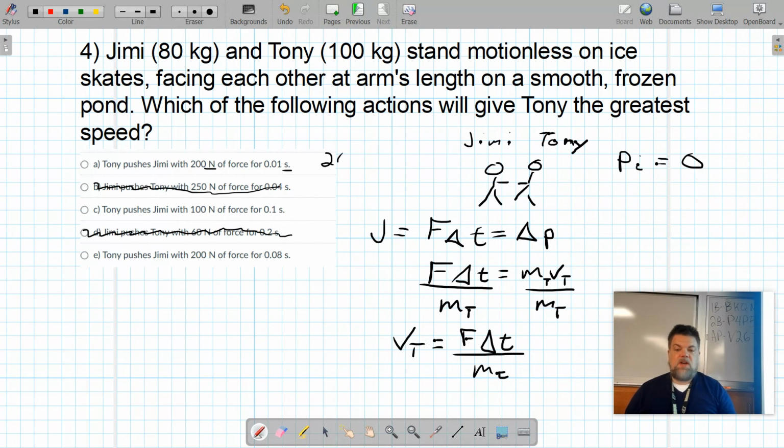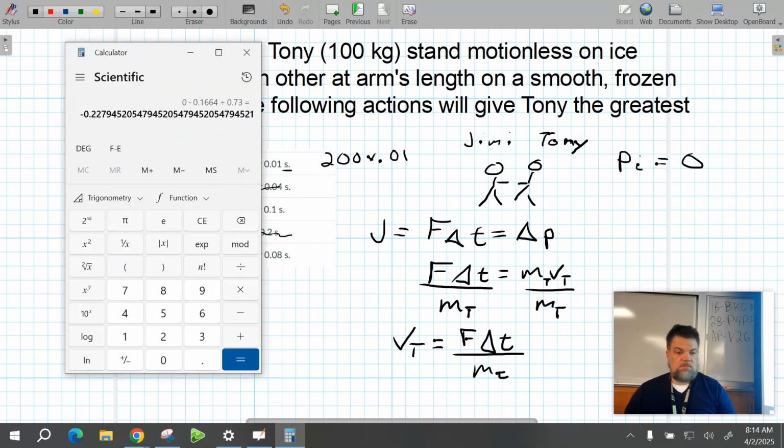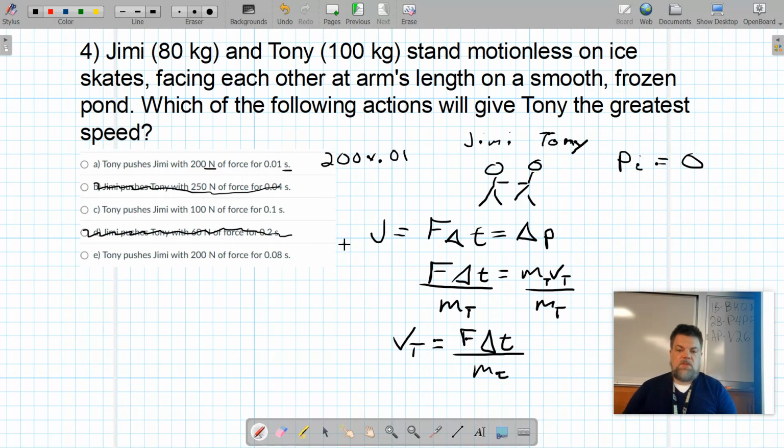So this one's going to be 200 times 0.01. So I'm going to do that on the calculator. 200 times 0.01 is just 2. So this impulse is just 2 Newton seconds. This one over here is 100 times 0.1. Well, I think that's going to be 10.